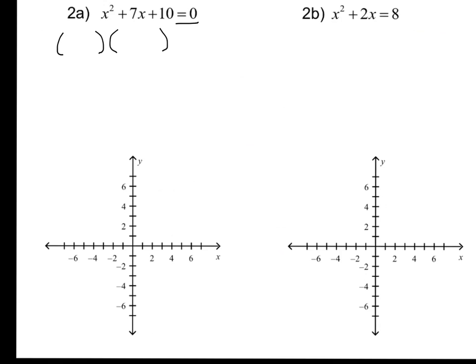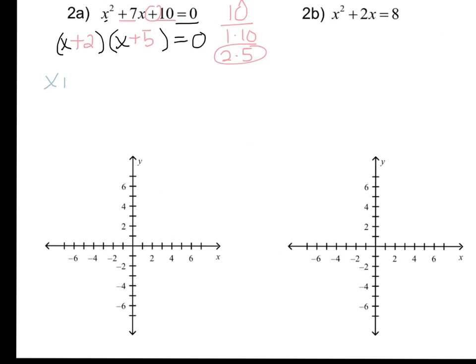So I know we're going to have 2 factors. X times x will give us x squared. And we need to find the factors of 10 that add up to +7. So here are the factors of 10. 2 and 5 will do the trick. +2 and +5. So we have the 2 factors.